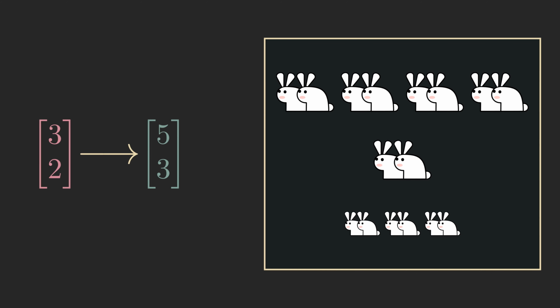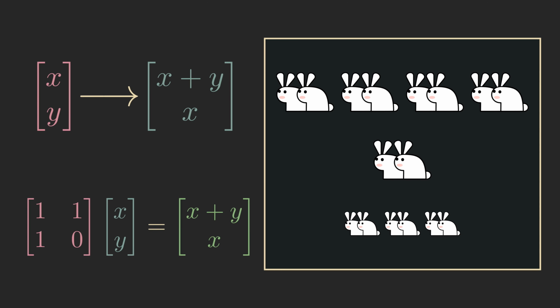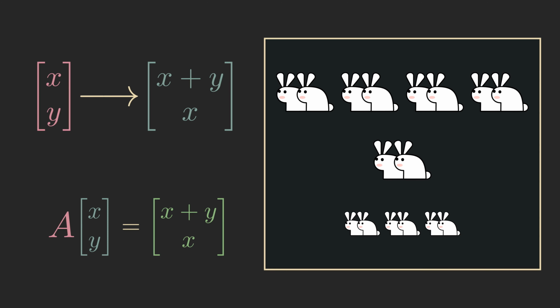Notice that in this way of grouping months into vectors, each vector produces the next one. In general, the vector xy will produce the vector x plus y, x. This operation can be represented by multiplying the vector xy by the matrix 1, 1, 1, 0, which I will call A for the rest of the video.